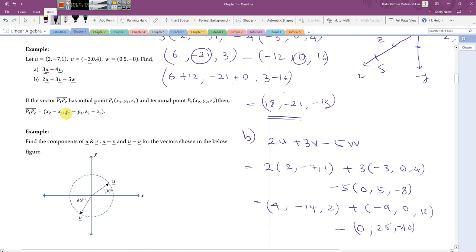Now if the vector p1 p2 has initial point p1 and terminal point, the ending point, p2, then p1 p2 vector can be written as p2 minus p1. So p2 minus p1 means we have to write like this: p2 means x2 comma y2 comma z2 minus x1 comma y1 comma z1.